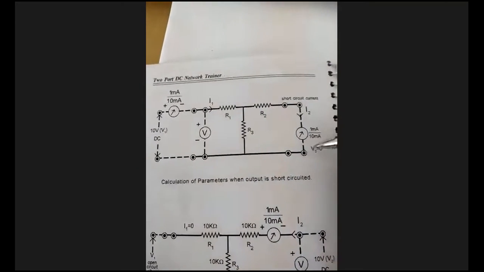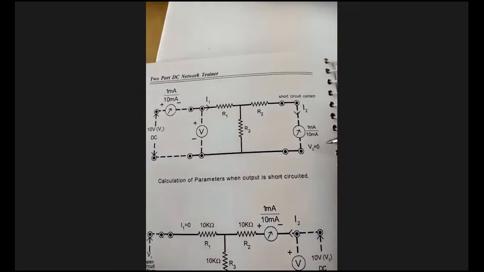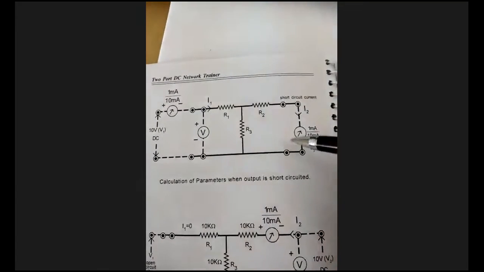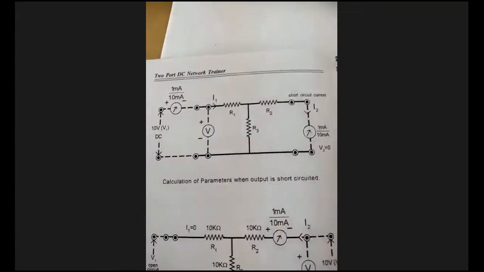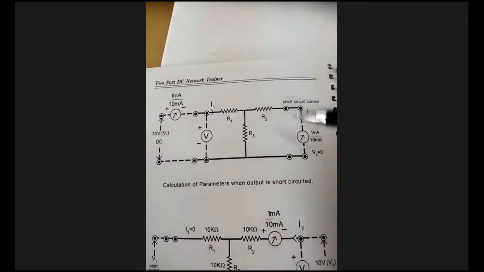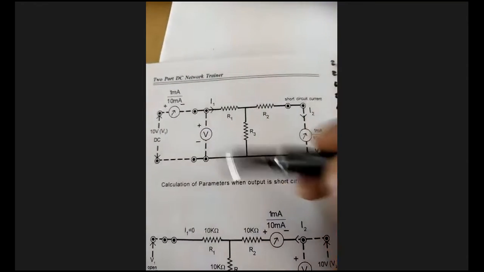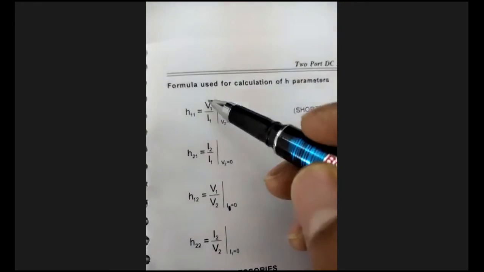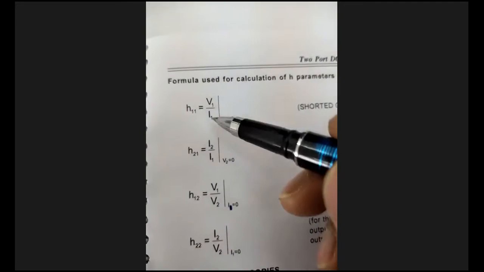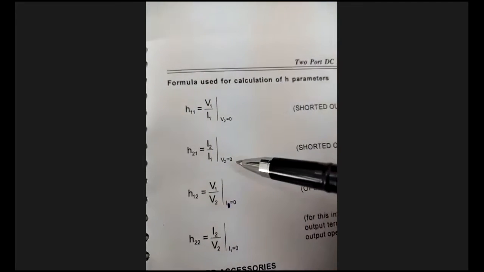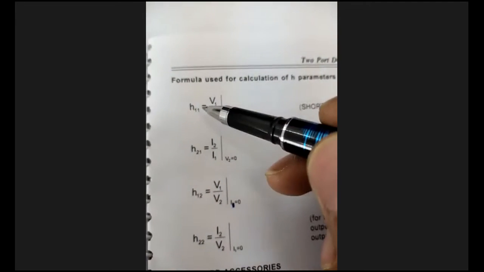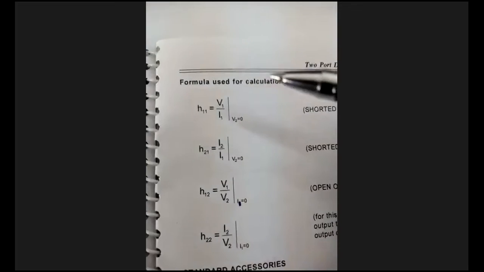And when we design this circuit in our given experimental panel later, then we can easily find out I1, I2 and V1. And when we get these values, we just put the three values here: V1, I1 and I2 when V2 equal to 0. Then we can easily find out the value of H11 or H21. Very easy, no doubt.